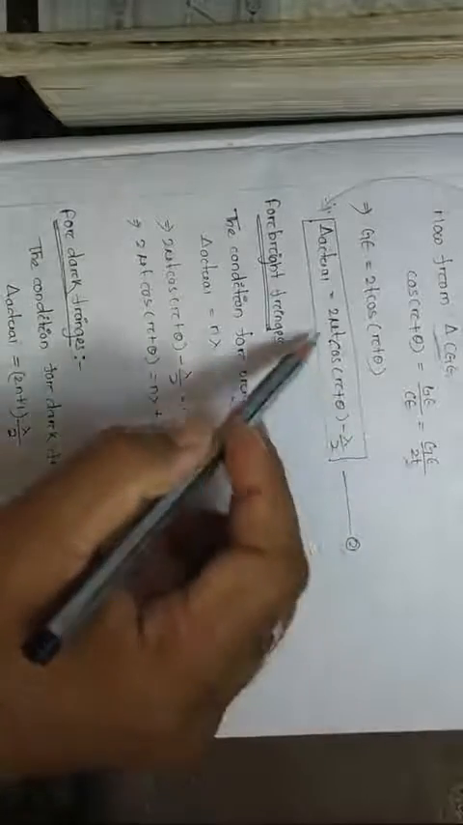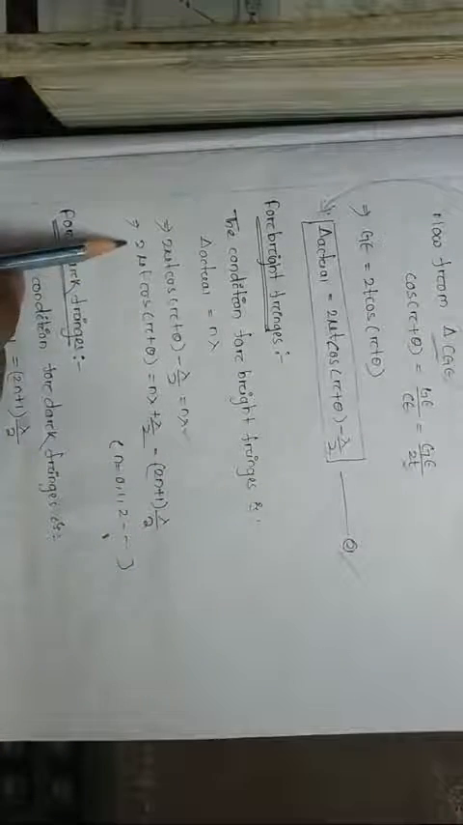Now for the bright fringes, the condition is that the optical path difference has to be equal to n lambda. We found the optical path difference is 2 mu T cos(r plus theta) minus lambda by 2, which has to be n lambda. That implies 2 mu T cos(r plus theta) will be equal to (2n plus 1) lambda by 2. Here n is equal to 0, 1, 2, and so on.